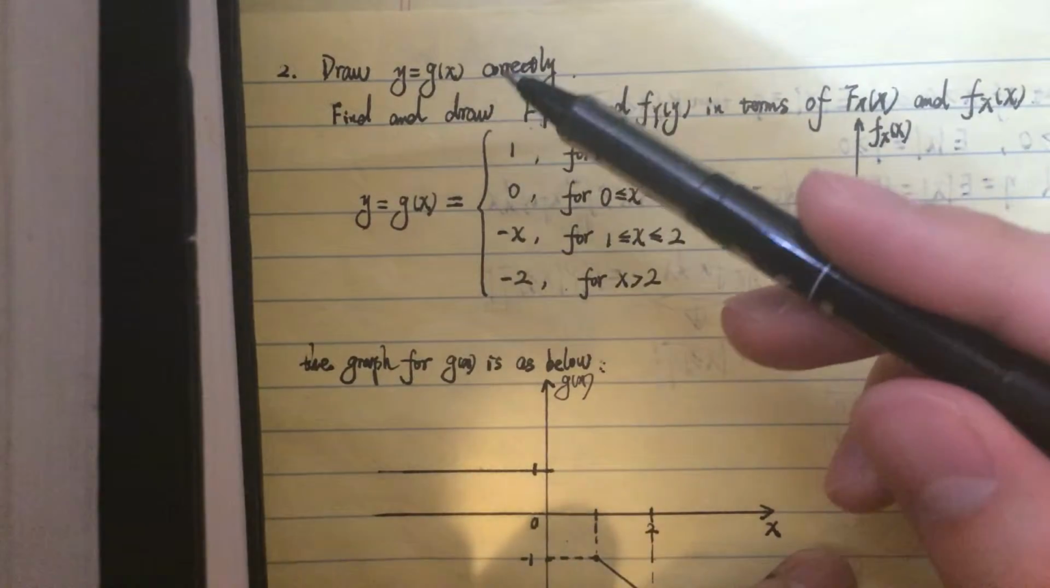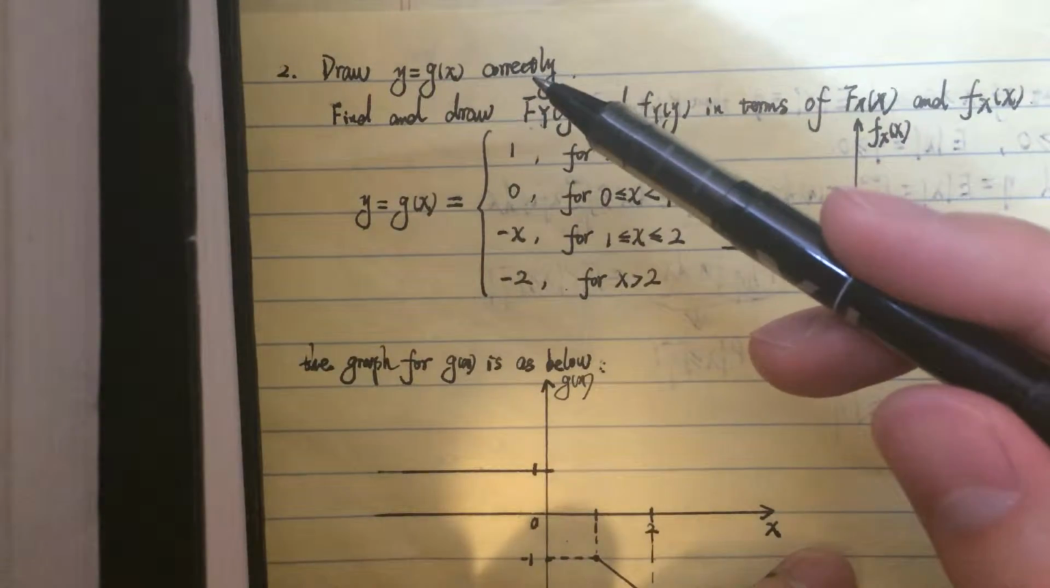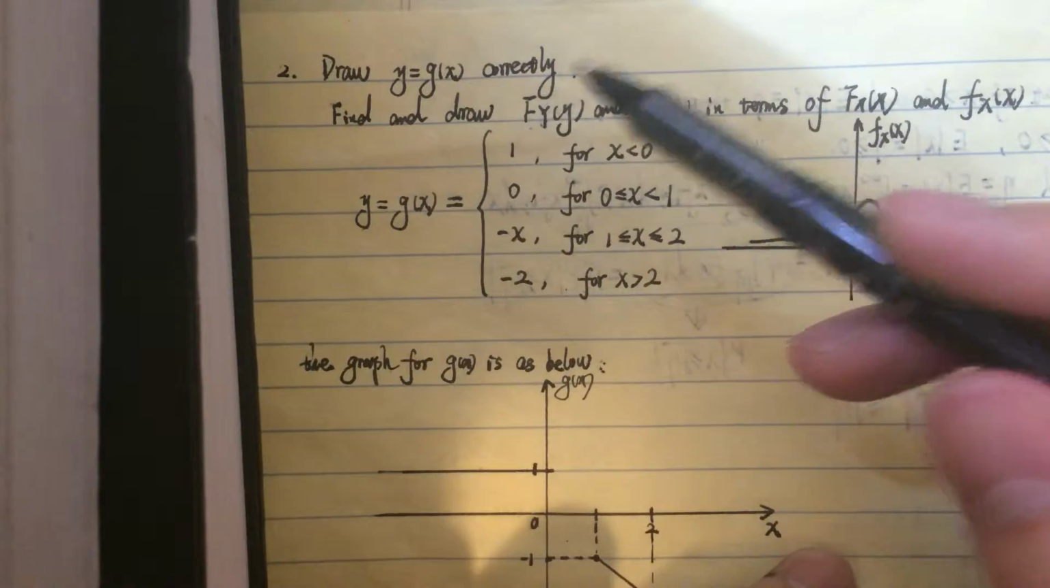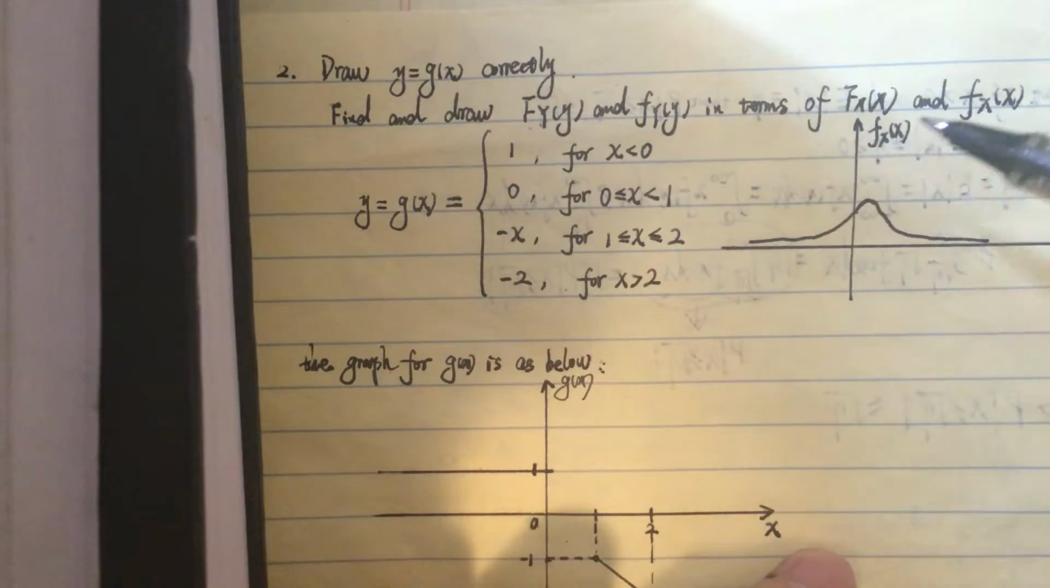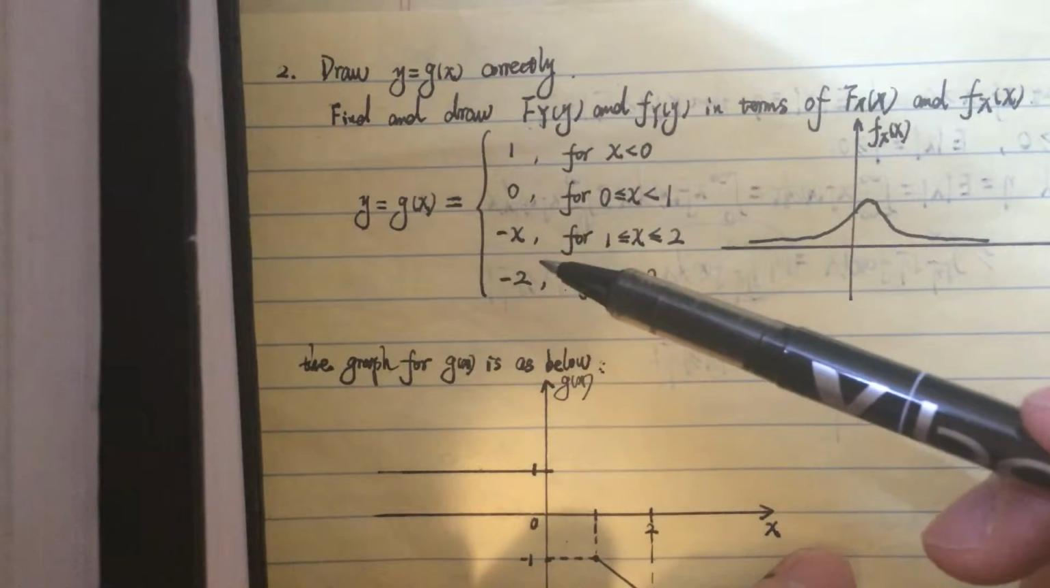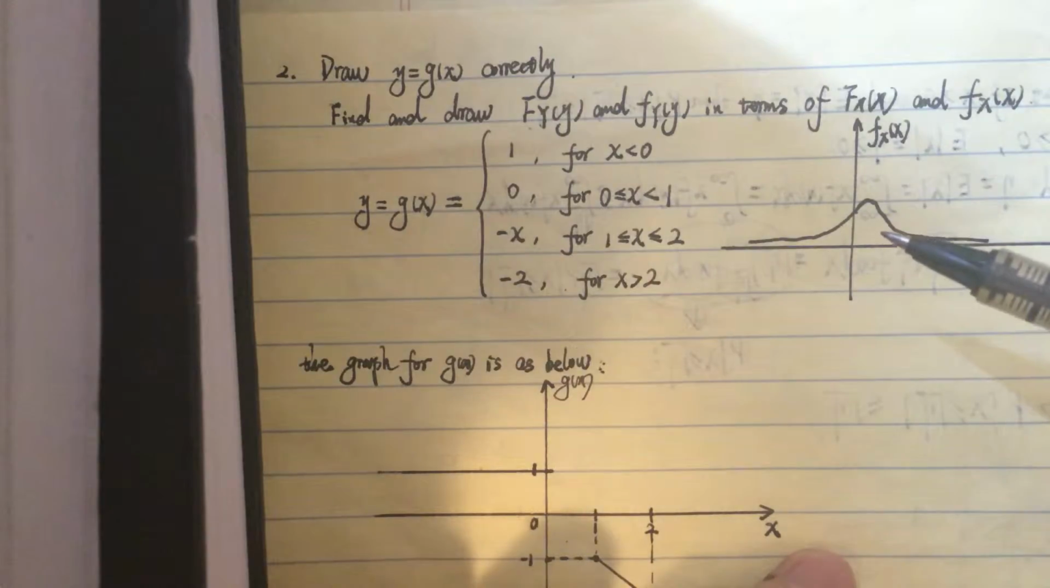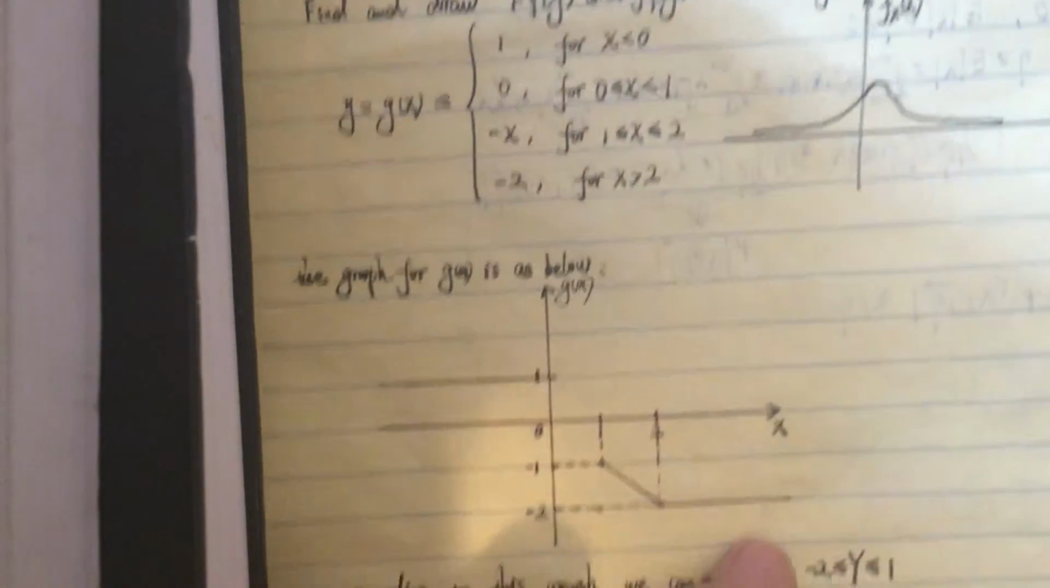Draw y equals g of x correctly, and find and draw f_Y in terms of f_X. So this is g(x) and this is the graph for f_X. And let's first draw g(x).